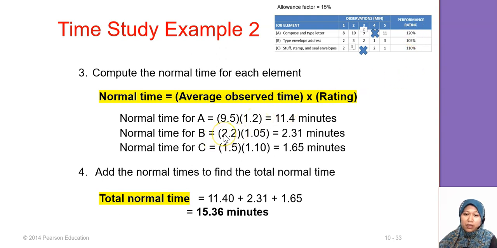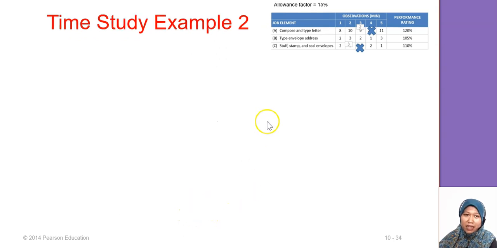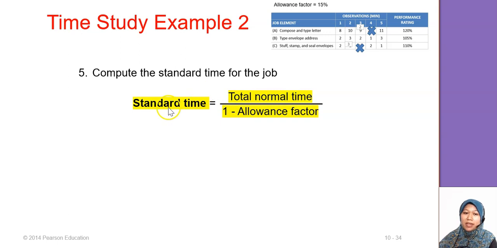And then for B, we take the average time. For B just now it is 2.2 times 1.05. And then C is 1.5 from the observed time, times 1.1 from this performance rating. When we get the normal time, we need to add up, because standard time is only 1. We have 3 now, so we need to add up all the normal time. So we get 15.36.